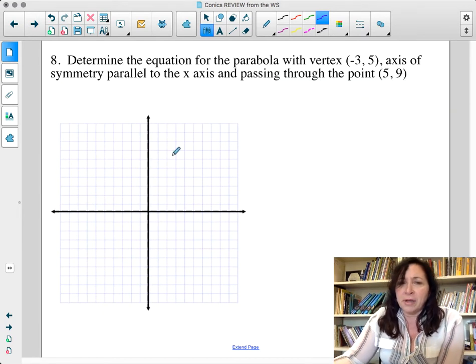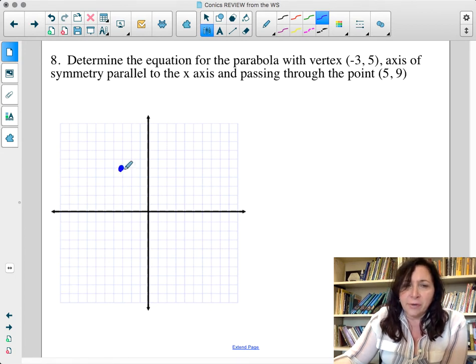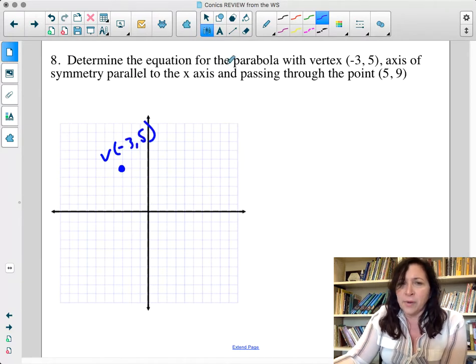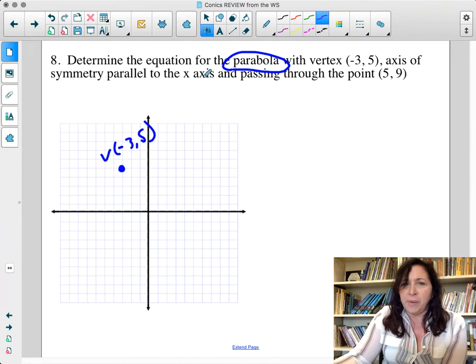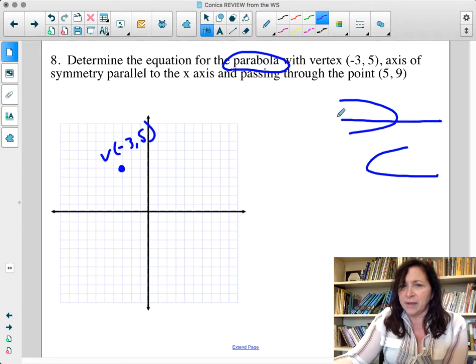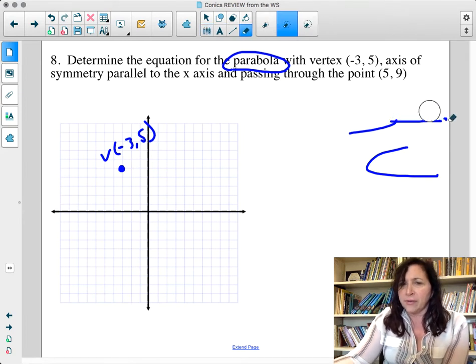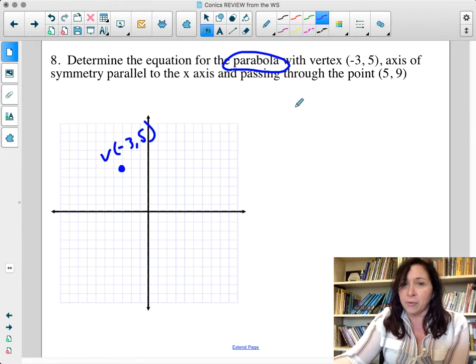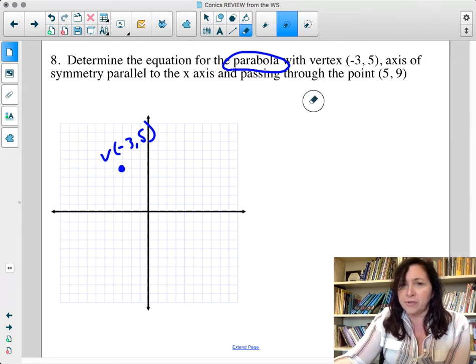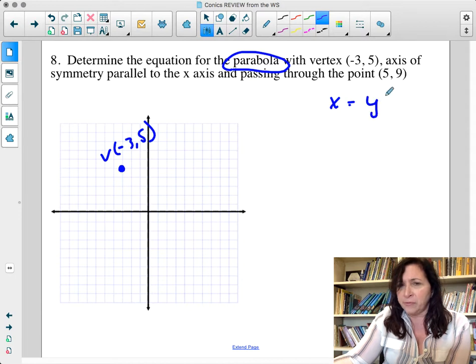Determine the equation of the parabola that has a vertex of -3, 5. So here's the vertex here at -3, 5. It says that it's a parabola, and that the axis of symmetry is parallel to the x-axis. So that means that it either does this or it does this, right? Because if my axis of symmetry is parallel to the x-axis, it's got to be a horizontal line. So my choices for my graph are either x equals positive y squared or x equals negative y squared.